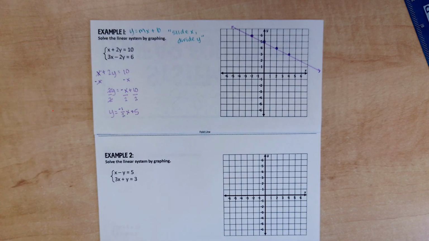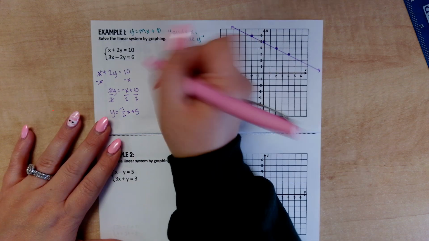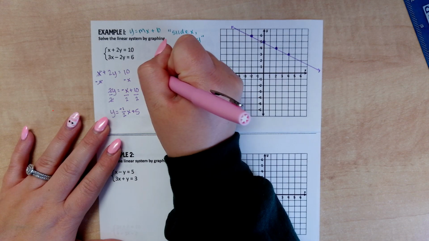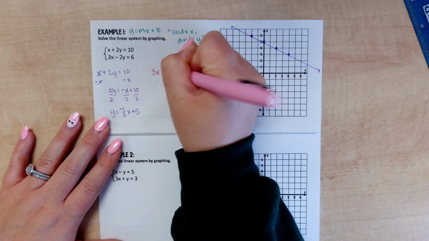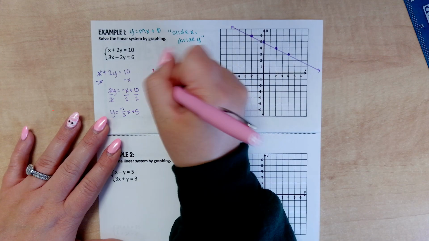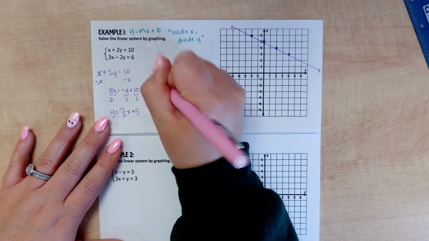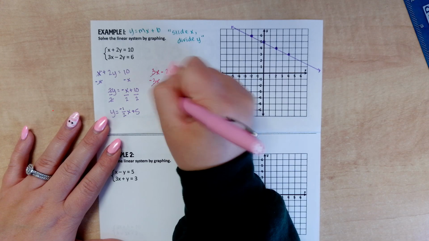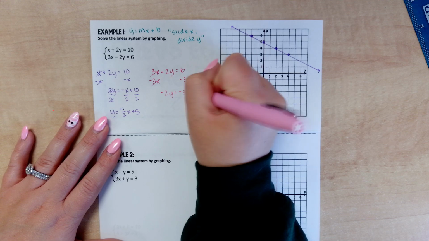Now, if you want to pause this video and double check that you know how to slide divide on your own, I highly recommend, and come back. All right, welcome back. If you did pause, I'm going to go ahead and do this. 3x minus 2y equals 6. There we go. I'm going to slide that x. Those will cancel. I'm left with negative 2y equals negative 3x plus 6.